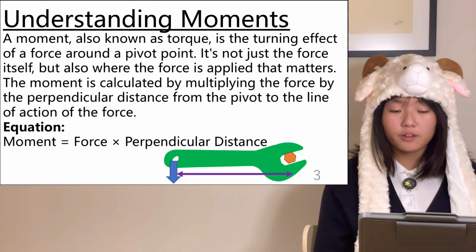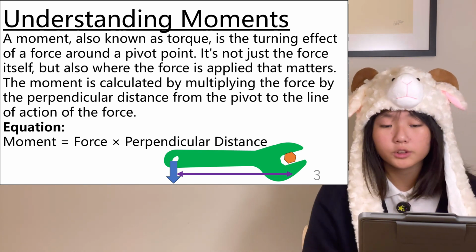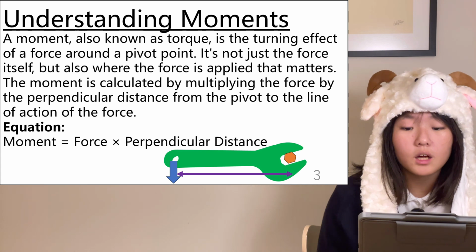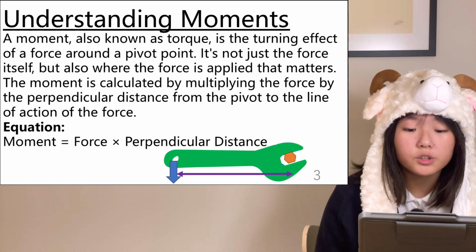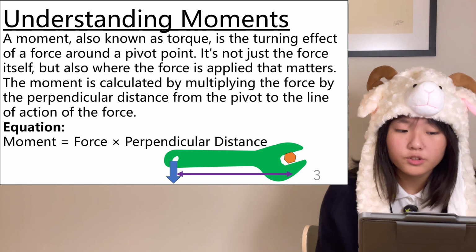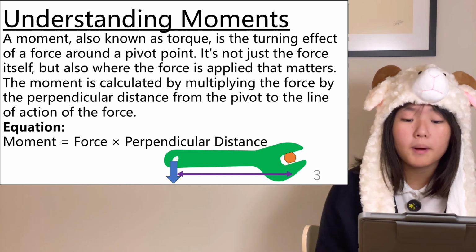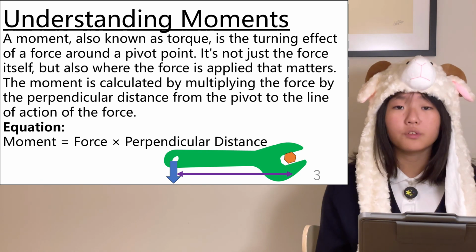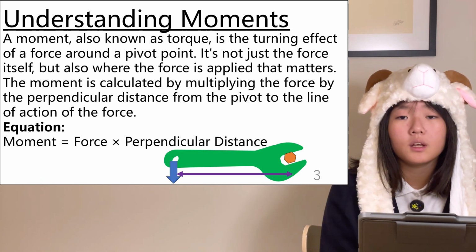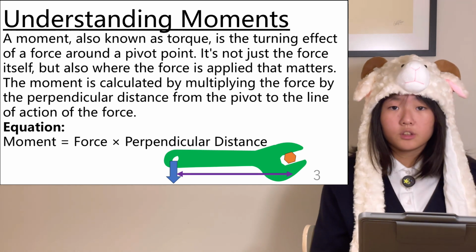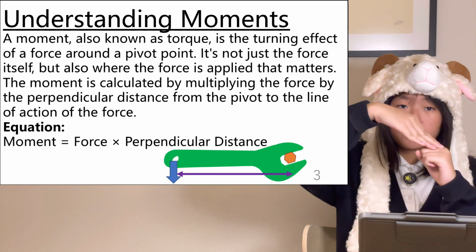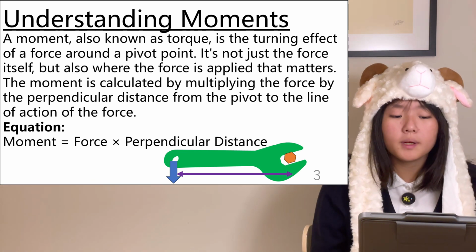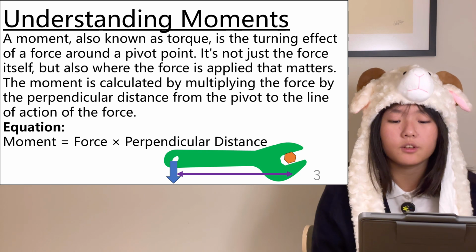Now, I'll tell you how to understand moments. A moment, also known as a torque, is the turning effect of a force around a pivot point. It's not just the force itself, but also where the force is applied that matters. The moment is calculated by multiplying the force by the perpendicular distance from the pivot to the line of action of the force. A pivot is the point where something attached to it turns. So, if this was turning, then this would be the pivot. The equation is moment equals force times perpendicular distance.